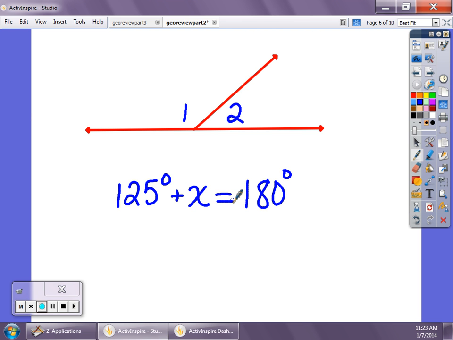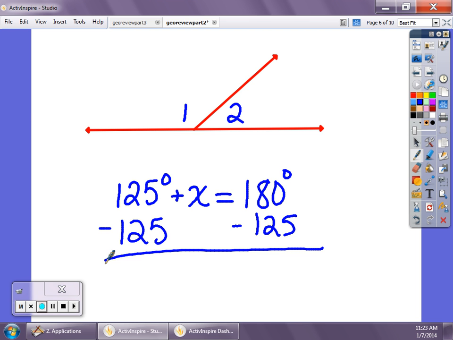All right, what would you like me to do? Okay, and when I subtract what I get, take out your calculators if you need to. What do I get? Excellent. 55. Don't forget your degrees. Okay? Are we good? Everyone okay with that one? All right, moving on. 17.